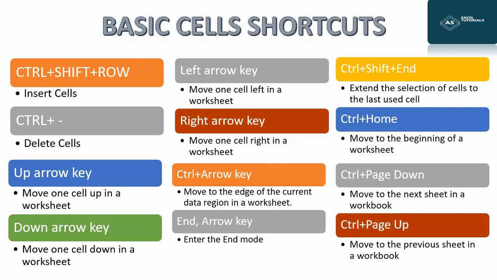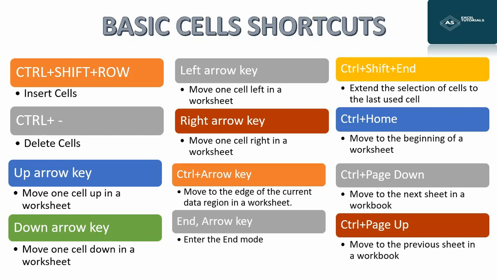Next come the basic cell shortcuts. Press Ctrl, Shift, plus for inserting cells. Ctrl minus to delete the cells. Up arrow key: move one cell up in a worksheet. Down arrow key: move one cell down in a worksheet. Left arrow key: move one cell left in a worksheet. Right arrow key: move one cell right in a worksheet.